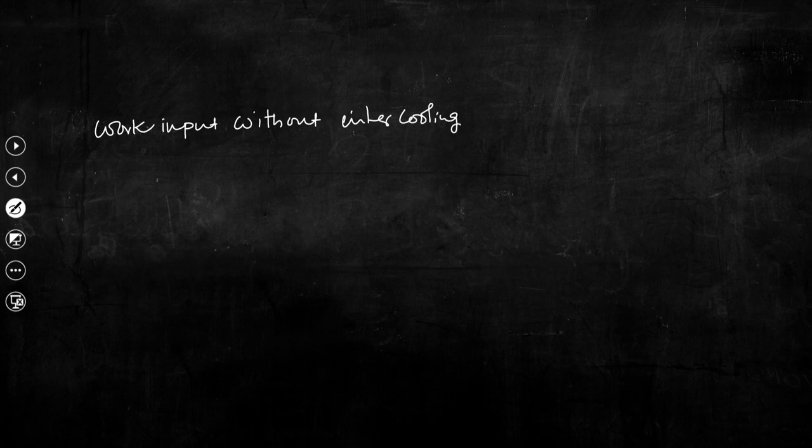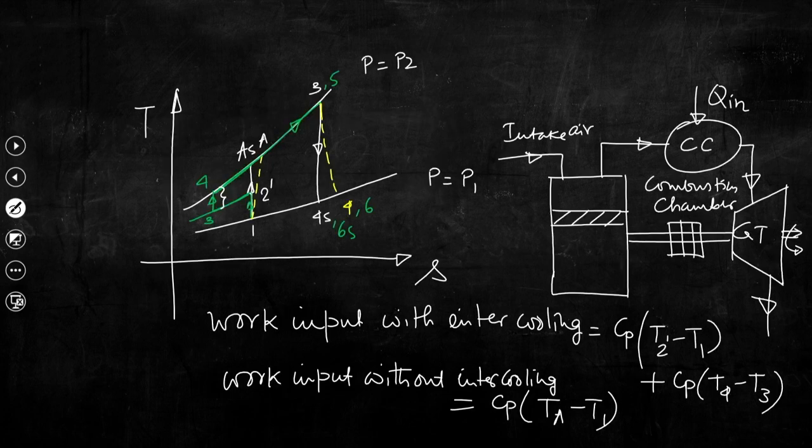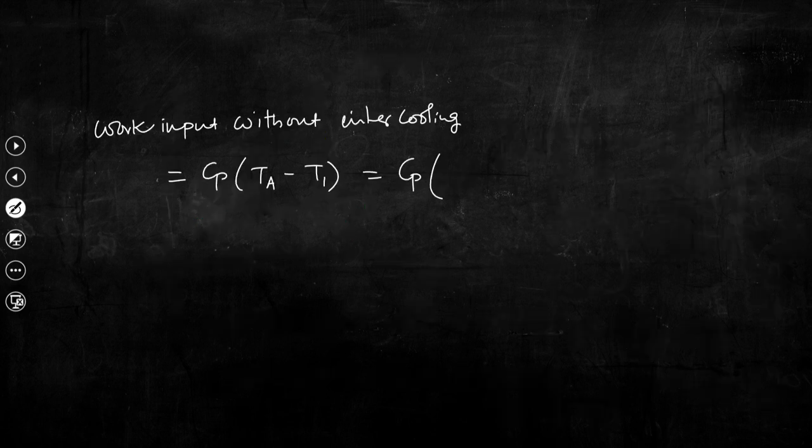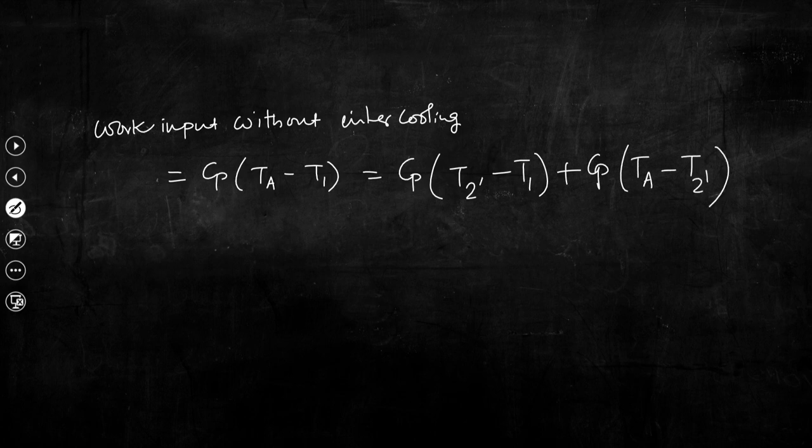What we can do next? We can write that work input without intercooling is equal to Cp into Ta minus T1. If we go back to this, we can split it. Cp into Ta minus T1 can be split as Cp into T2 prime minus T1 plus Cp into T4 minus T3. So, we can split it as Cp into T2 prime minus T1 plus Cp into Ta minus T2 prime, right?